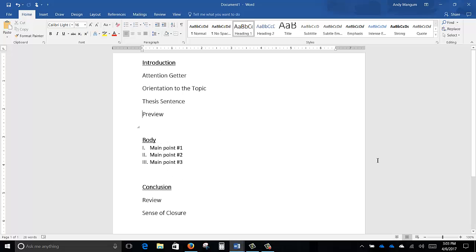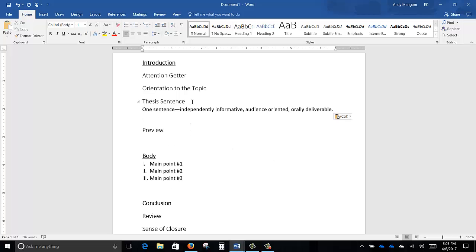A speech should begin with a thesis sentence. A thesis sentence is a one-sentence summary of the content of your speech. Remember that I say that a thesis sentence should be independently informative, that it doesn't say, I'm going to talk about something. It says, this is what I'm here to say. Then it should be audience-oriented.